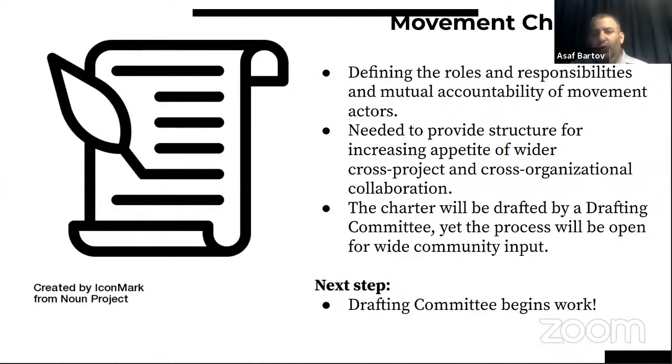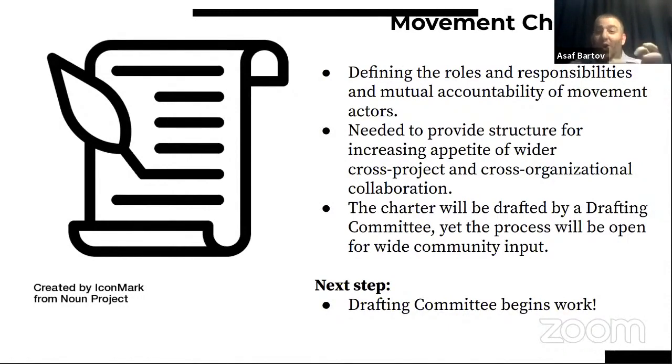It is, of course, crucial that it be drafted by a representative group or committee of the various current stakeholders in the movement. As you, I hope, have seen in the Movement Charter Drafting Committee composition, we have representatives from multiple regions and affiliates and individual volunteers and Wikimedia Foundation. And even that drafting committee is not a decision maker. It's a drafting committee, right?